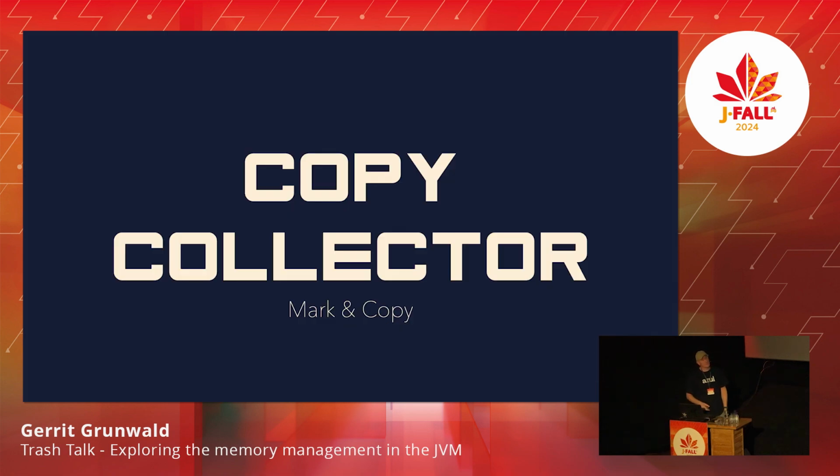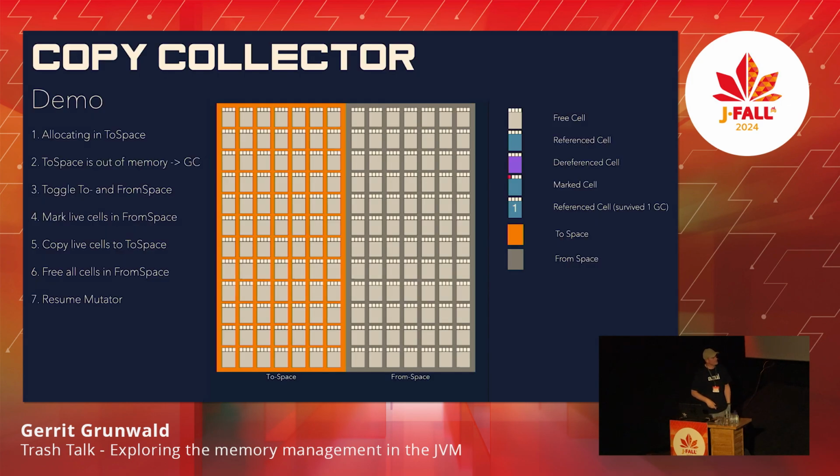That leads me to the next one, which is the copy collector. And this is totally different now. You already see this looks different. We have two spaces. And they have the names to space and from space. And these spaces will toggle. So we fill up the to space first. We allocate in the to space. If it's completely filled, we stop the world. We mark all the live objects.